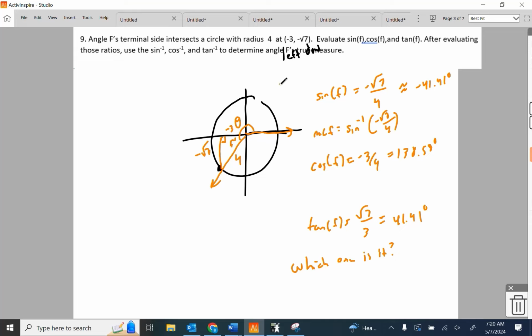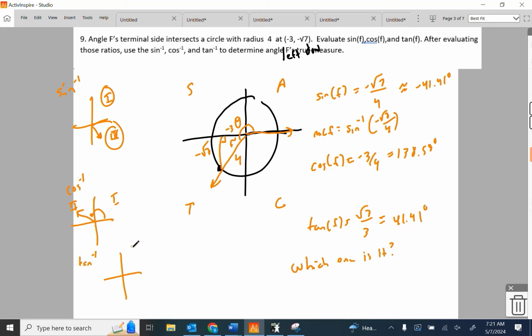The reason these answers are the way they are, some of it has to do with how things are defined. Arc sine only works in quadrants 1 and 4. That's where it returns answers. Arc cosine only works in quadrants 1 and 2, so it returned an angle that lies in quadrant 2. Arc tangent works a lot like arc sine. It's a 1 and 4 quadrant idea, so it returned an angle in quadrant 1.